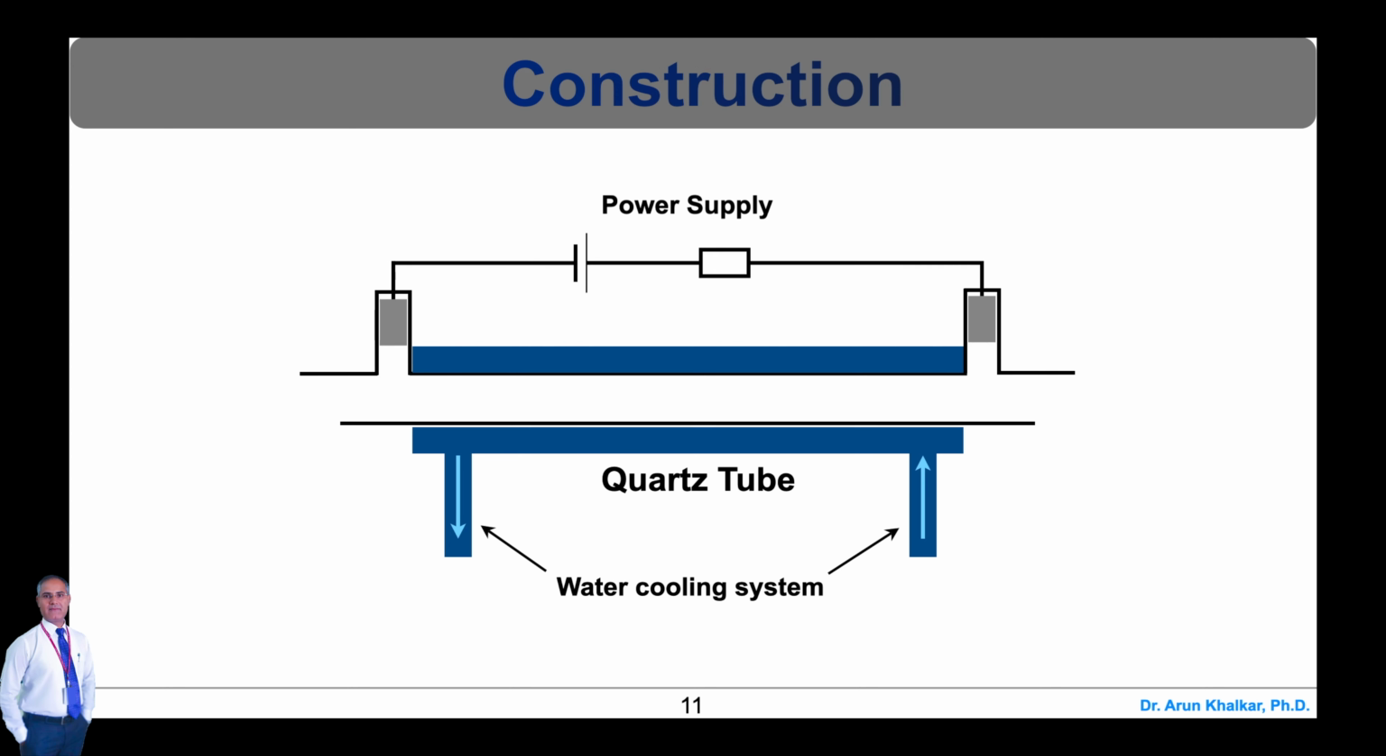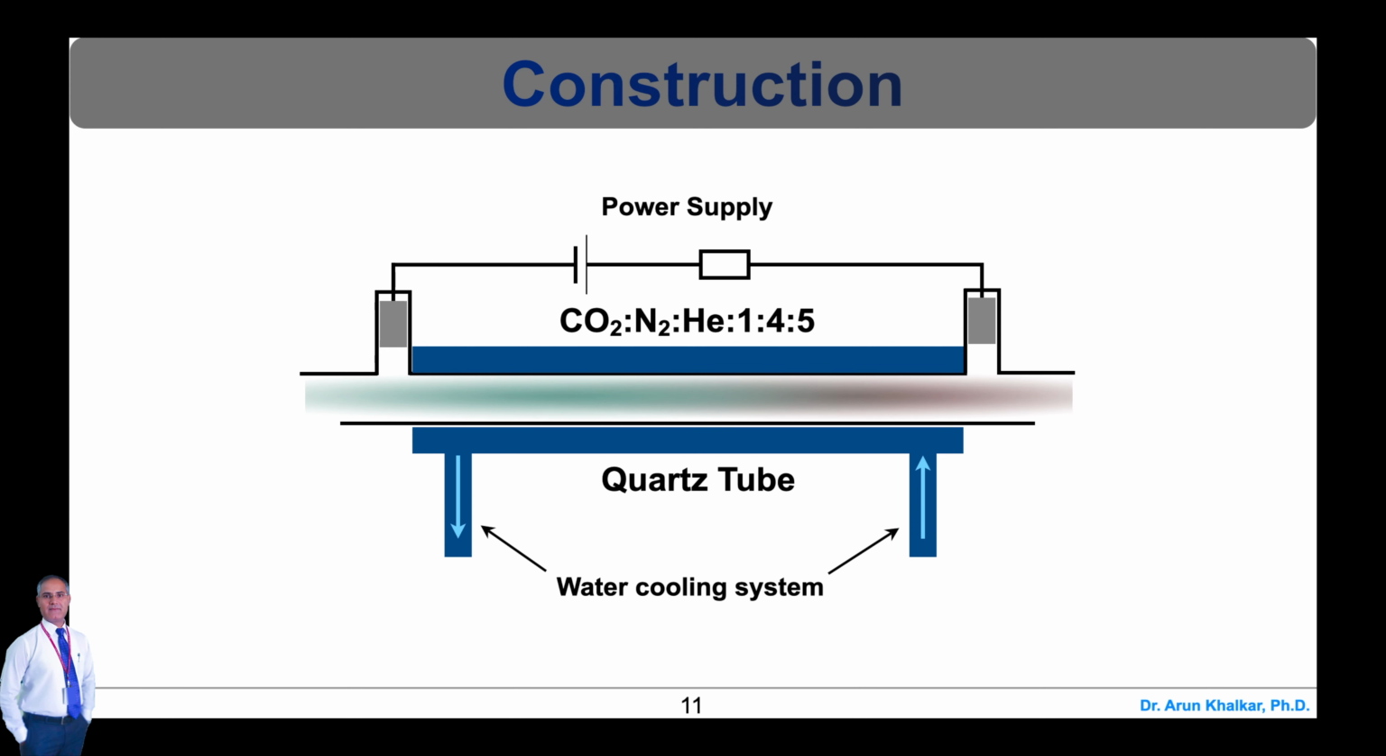A DC current with AC current, for example 20 to 50 kHz, or the radio frequency RF power supply is connected to the tube. The tube is filled with a mixture of CO2 gas, N2 gas, and helium gas in the ratio 1:4:5. The ratio can be varied depending on the application of the laser.